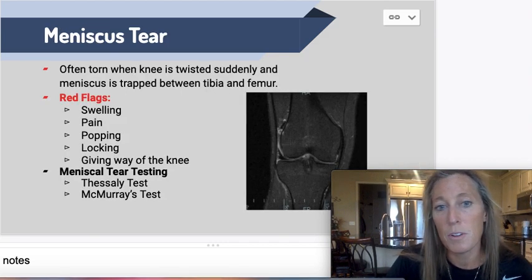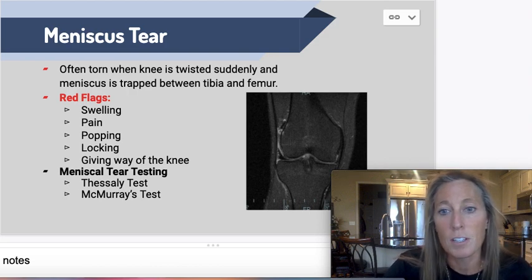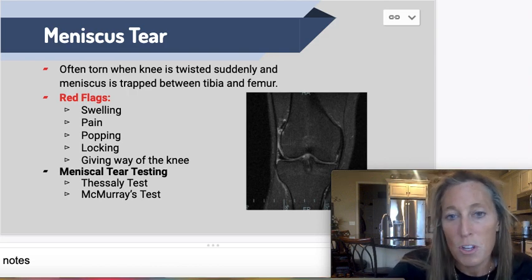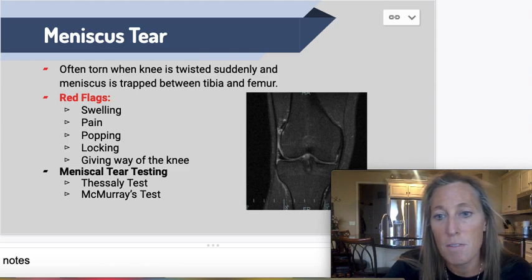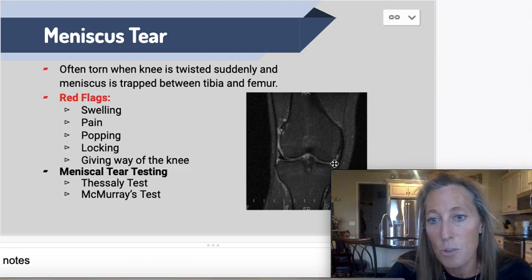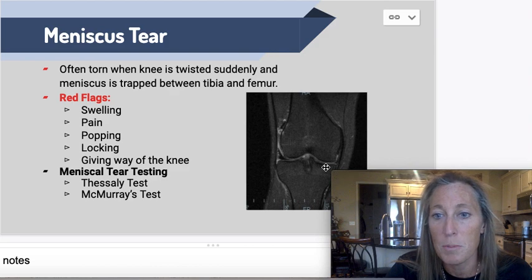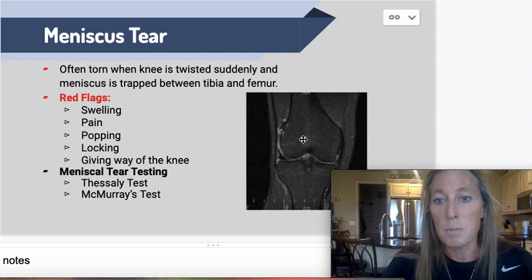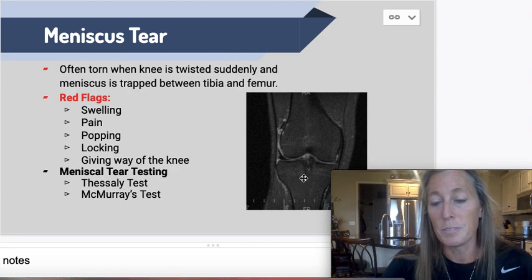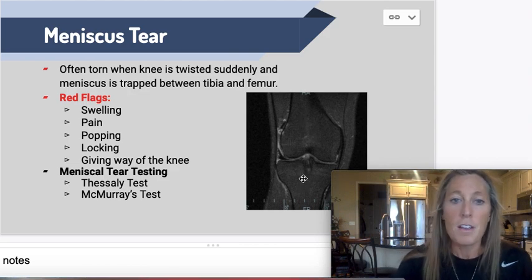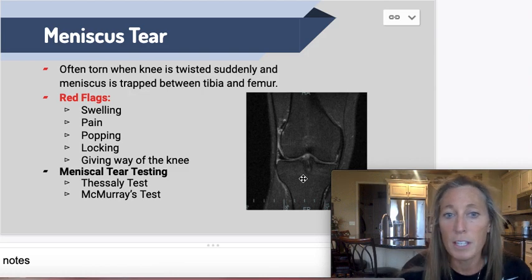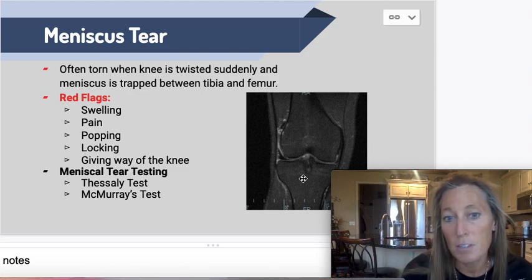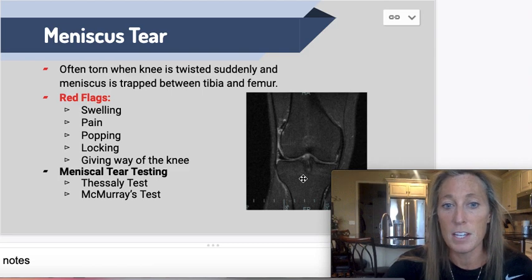The next part of the terrible triad is a meniscus tear. The meniscus, remember, are those shock absorbers. You have a medial and lateral meniscus that are found inside the joint here. This is the medial, which sits on the medial tibial plateau, and the lateral sits on the lateral tibial plateau. The meniscus are often torn when your knee is twisted suddenly, and the meniscus is trapped between the femur and the tibia here. Some red flags to watch for if somebody may have a meniscus tear would be swelling, pain, popping sound, locking, and giving way of the knee.